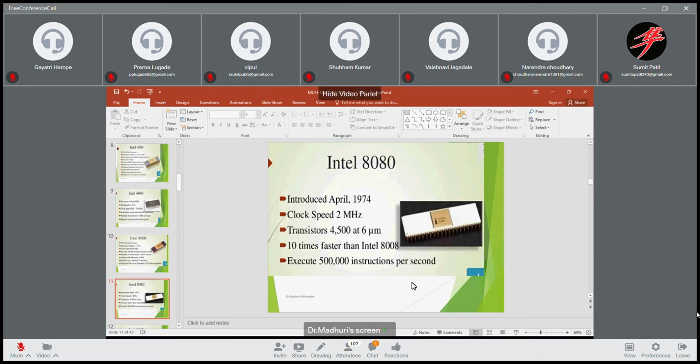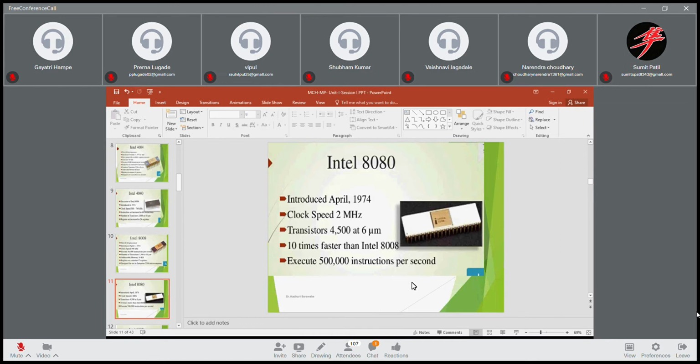Here, for the 8088, the clock speed for the 4004, 4040, and 8008 was about 740 kilohertz. But in this microprocessor, they have increased the clock speed to about 2 megahertz. Now, here they have an 8-bit data bus and a 16-bit address bus. The data bus is 8-bit, and the address bus is 16-bit.